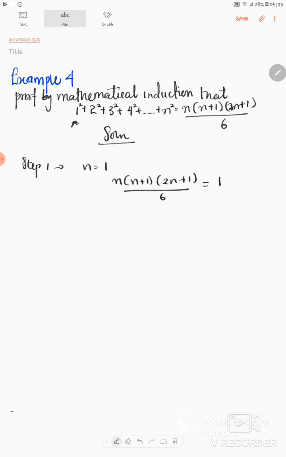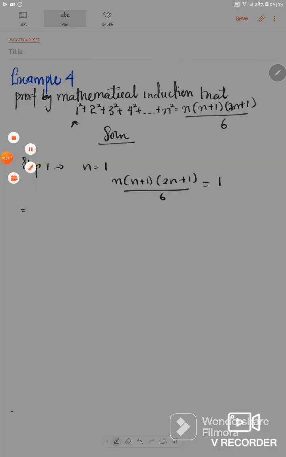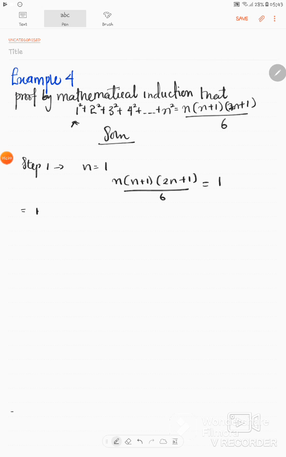Now let's try it by saying 1 open bracket 1 plus 1 close bracket open bracket 2 times 1 plus 1 close bracket all over 6. This is going to give us 2 times 3 all over 6. 2 into 3 is 6, 6 over 6, so the 6s cancel. We are left with 1. That is, the first step is true.